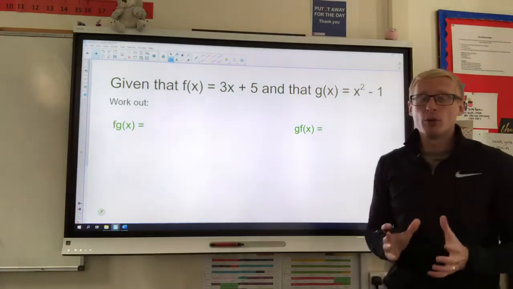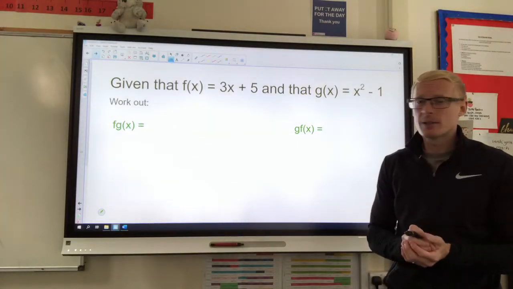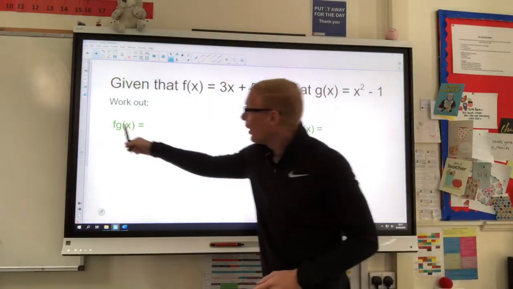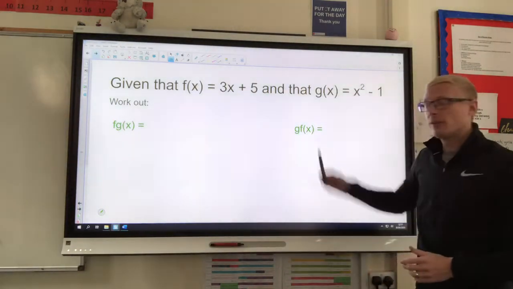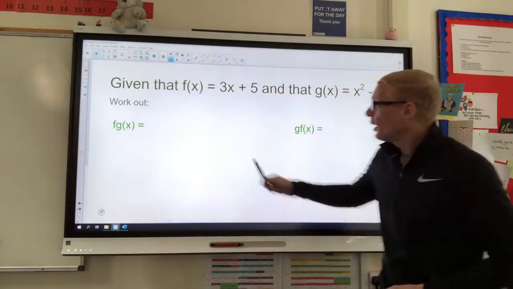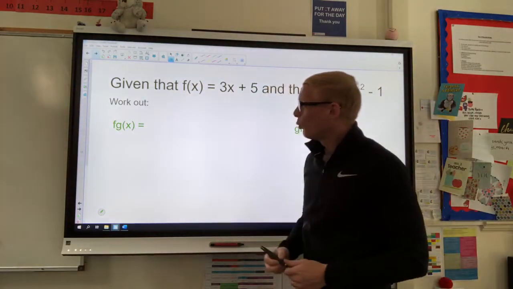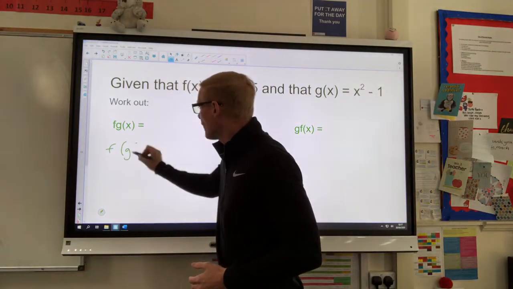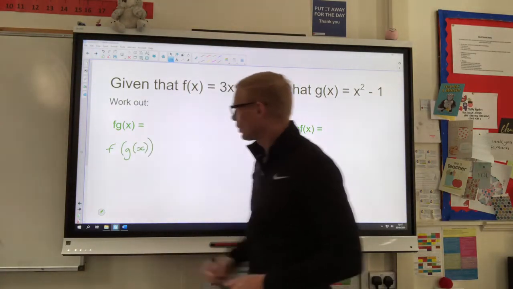Now this is very important, so just make sure you listen very carefully to this bit. The order of this is important. So you see I've got f of g of x, and I've got g of f of x. That's deliberate because I want to highlight to you the difference between the 2 things. So f of g of x, what we've actually got there is we've got f first and we're putting g of x into it. Okay.